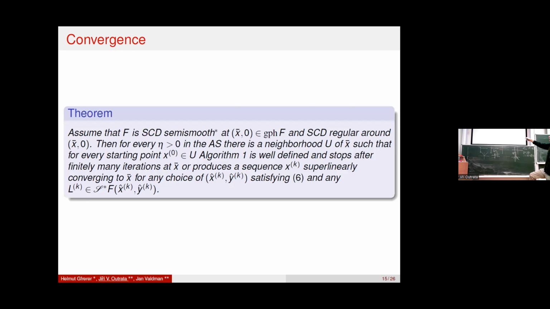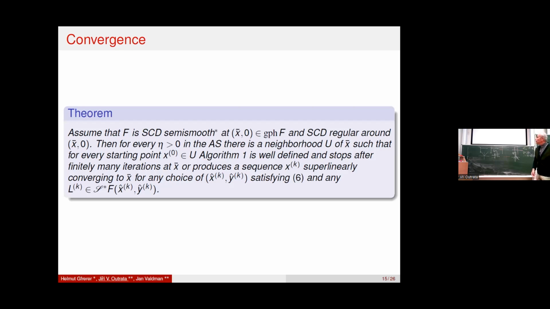this algorithm is well defined and stops either after finitely many iterations at x bar or produces a sequence x_k which converges superlinearly to x bar for any choice in the Newton step. Actually, for any choice of x_k tilde, x hat k, y hat k satisfying this inequality in the approximation step, and any choice of the subspace L_k belonging to this collection of subspaces.